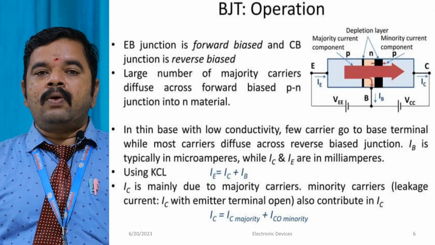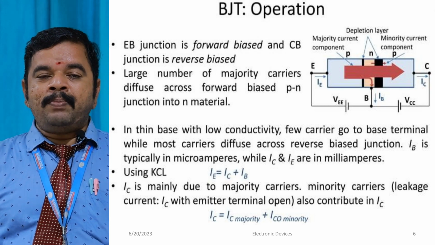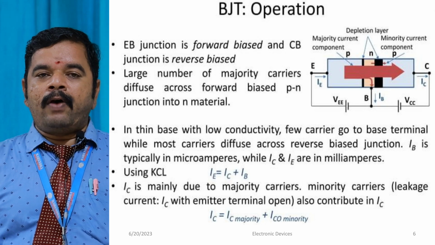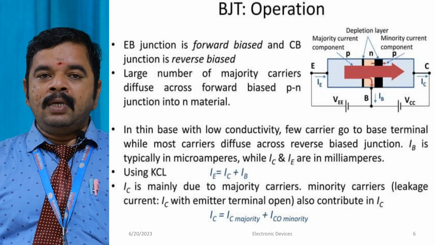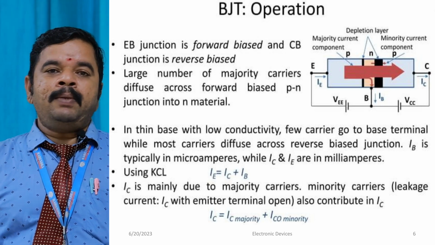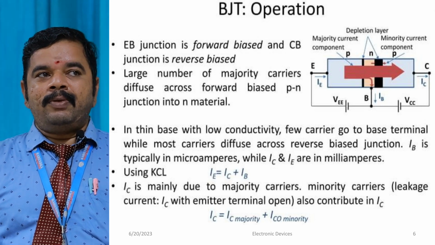So due to that, we call it bipolar. What is the meaning of bipolar? Under the forward bias, the majority carriers will flow. Under the reverse bias, the minority carriers will flow. Because both the majority and the minority carriers flow, we consider the BJT to be bipolar. So that is the operation we have to consider.